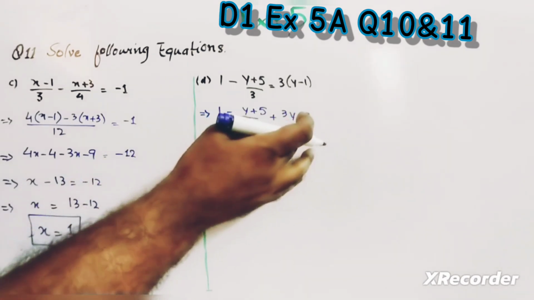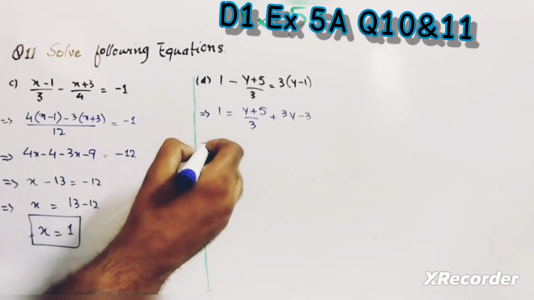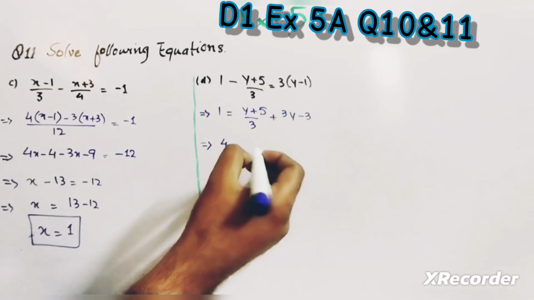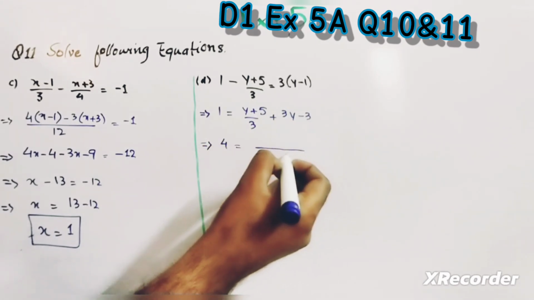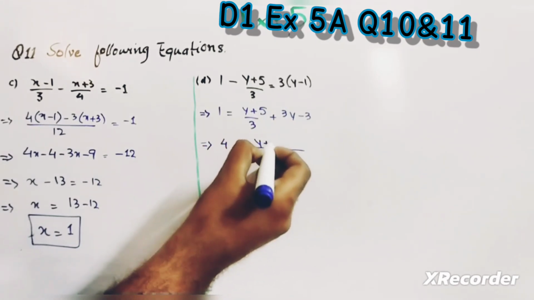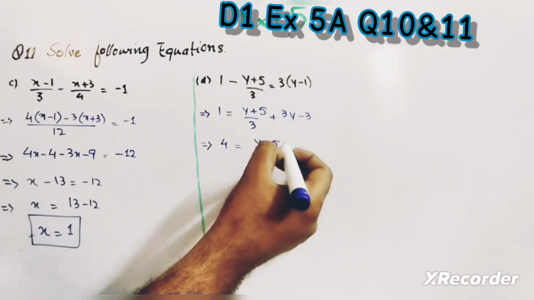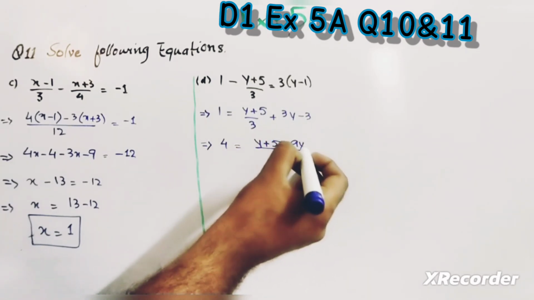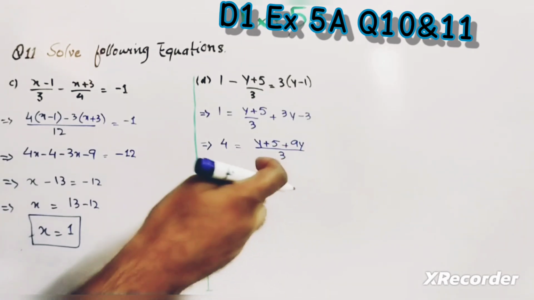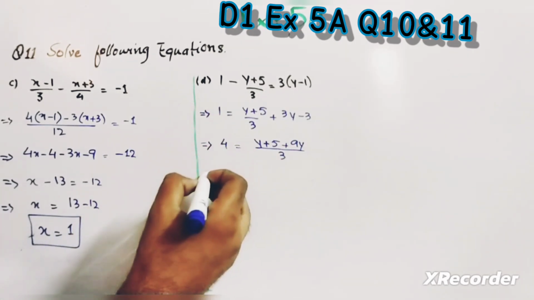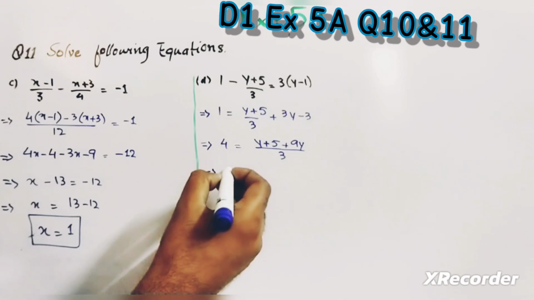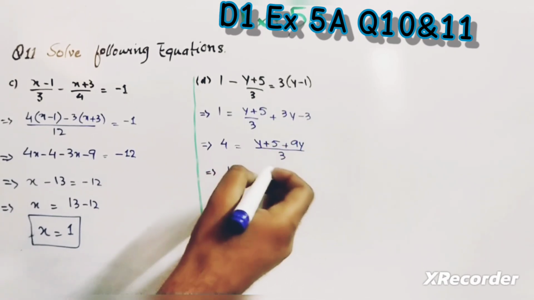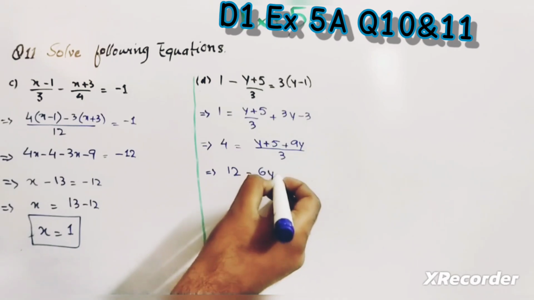Now we can move this minus 3 on this side, so it will become 4, and then we take the LCM of 3 and 1. So y plus 5 plus 3 times 3y is 9y, and this 3 moves to the other side, becoming 3 times 4 is 12, equal to 9y plus 1y is 6y plus 5.